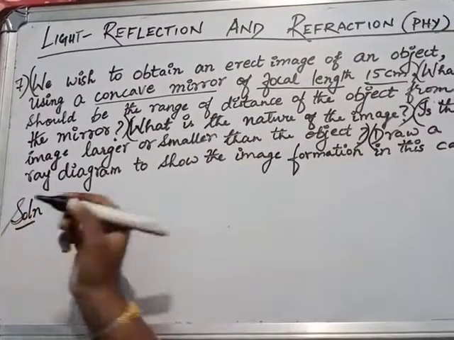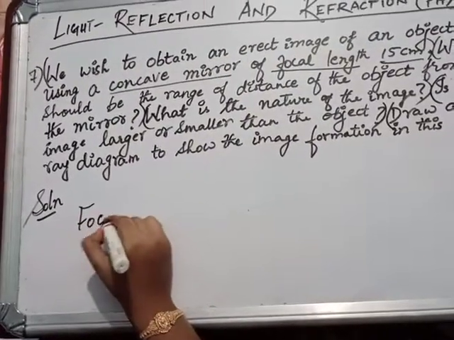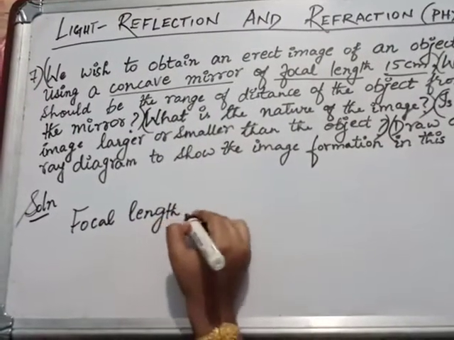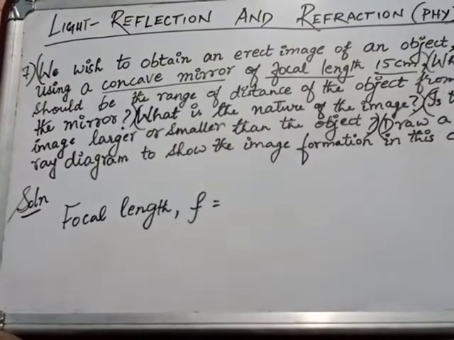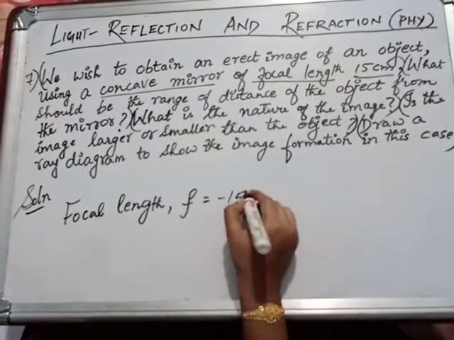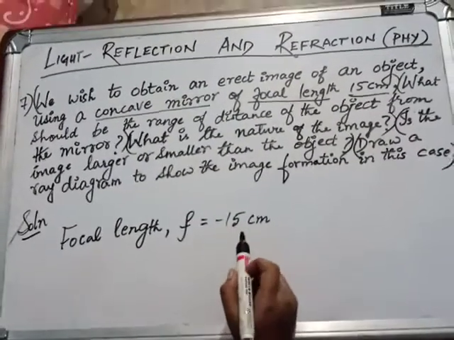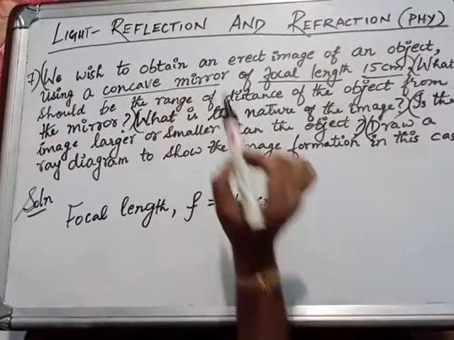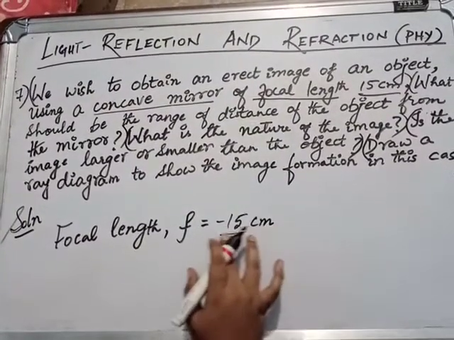Solution. The focal length is also represented by the letter small f. Focal length is plus 15 centimeter or minus 15 centimeter? It is minus 15 centimeter. Apply the sign conventions, the new Cartesian sign conventions, and you will find that the focal length of a concave mirror is negative. So it is minus 15 centimeter over here.